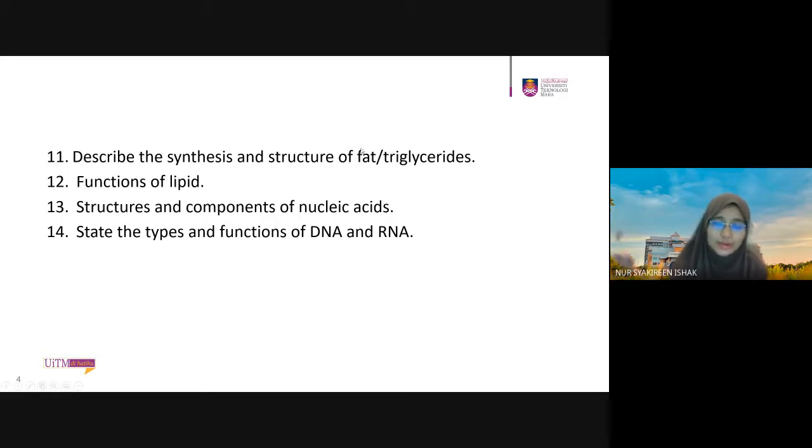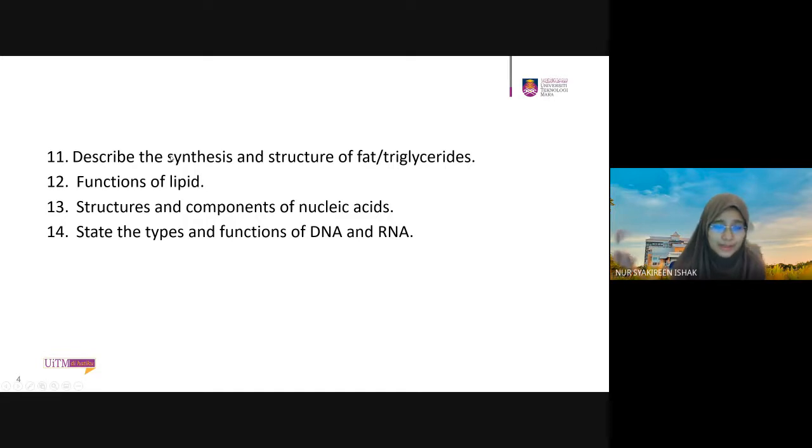And then next one, describe the synthesis and structure of fats or triglycerides. So this one we are going to look at saturated fats, unsaturated fats, the components of triglycerides, the properties, and what is the difference between saturated fats and unsaturated fats. Where can you find saturated fats and unsaturated fats? So function of lipids.